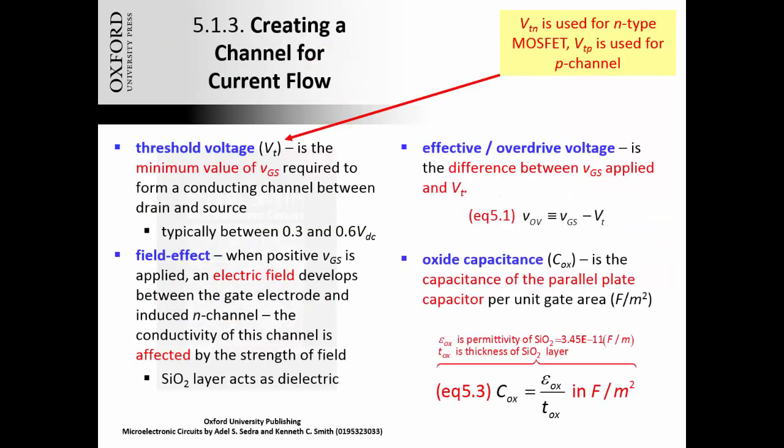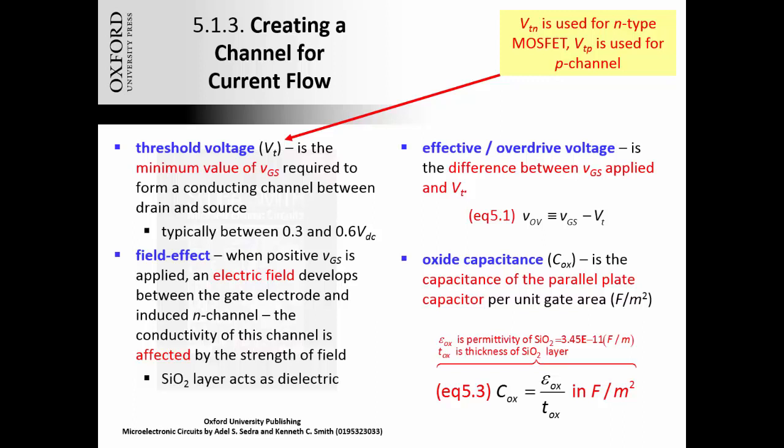Okay, now let's look at some terms that will be seen. So we have threshold voltage, field effect, overdrive voltage, and oxide capacitance. Threshold voltage you would have seen before when we first introduced the MOSFET in a previous course. Recall that this is distinct from the thermal voltage, which shows up in the Shockley equation for diodes, and it will show up again when we look at BJTs.